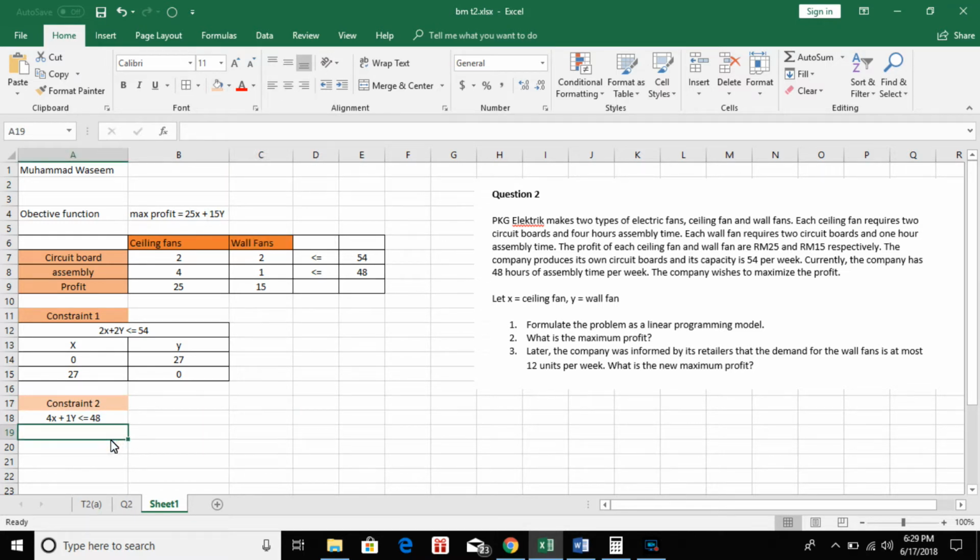Again same thing, find x and y. If x is equal to 0, then y will be 48, and when y is equal to 0, 48 divided by 4, x will be 12. This is our second constraint.